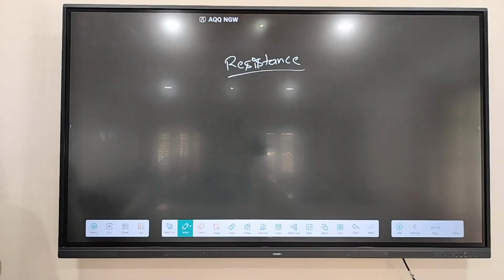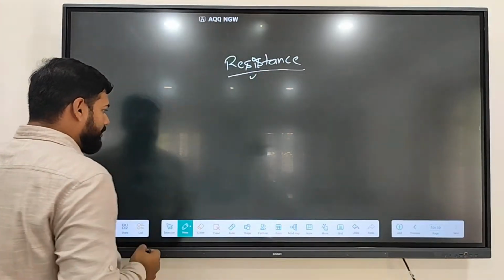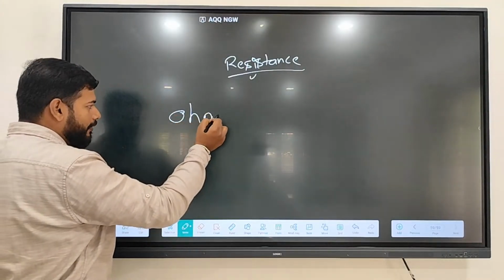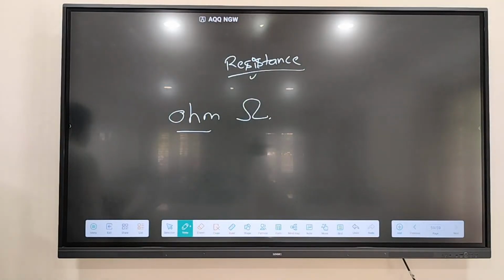Obstruction to the flow of electric current. Obstruction to the flow of charge is electrical resistance. It is measured in the units called ohms. Electrical resistance is measured in ohms. OHM, electrical resistance. Okay, fine.